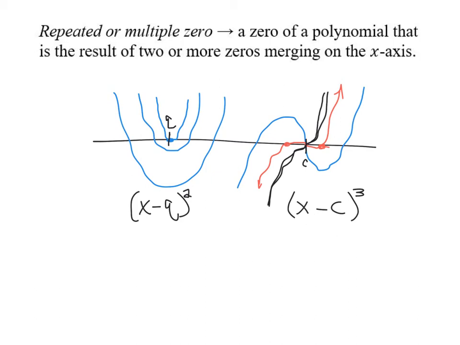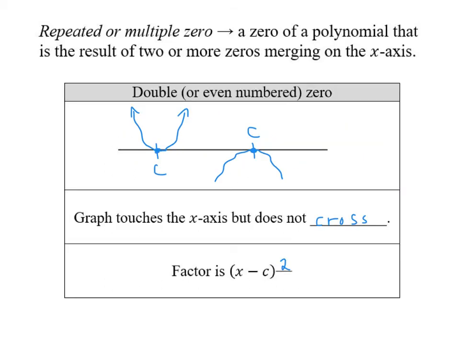I think for the most part we'll stick to just double zeros, but I did want to cover the odd ones as well. So just to summarize, when we have an even number of zeros, because this can happen if you have 4 zeros coming together, or 6, you would just end up with a factor like (x minus c) to the 4th power or something like that. But anyway, we have these two examples. The graph touches the x-axis but does not cross it. And then the factor, of course, would have an even exponent right there.